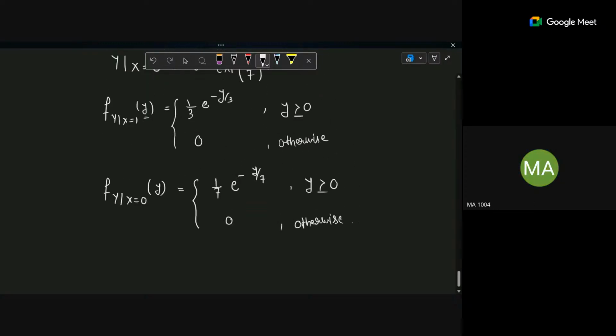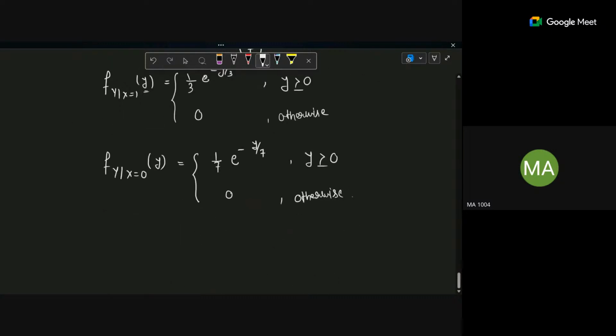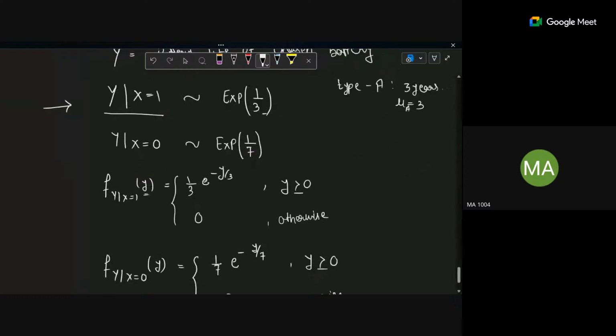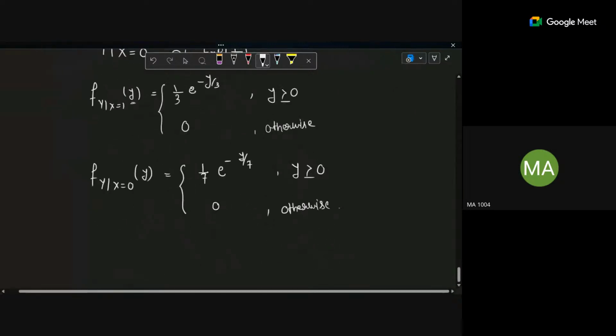If anyone has a doubt till now, just let me know. Once you are done with 1/3 and 1/7, okay. So in the question it is given that the average lifetime of a battery of type A is 3 years, right? Is it given in the question? Yes, a type A battery, it's 3 years. Okay, so it's your mean, right? Once it's a mean, your exponential lambda will be 1 by mean.